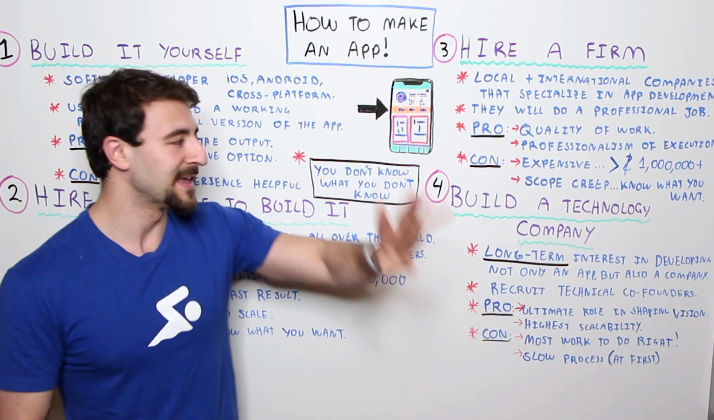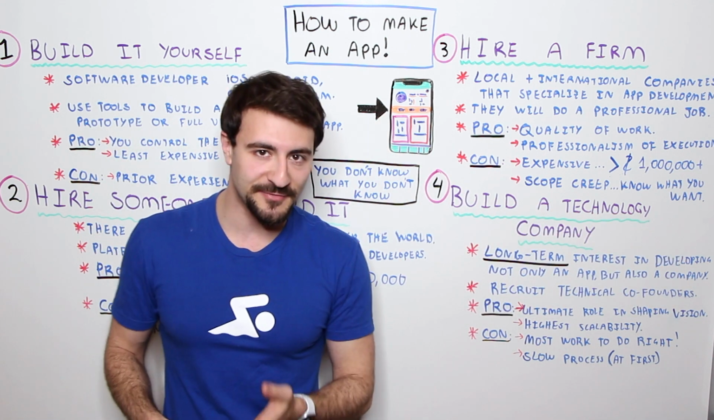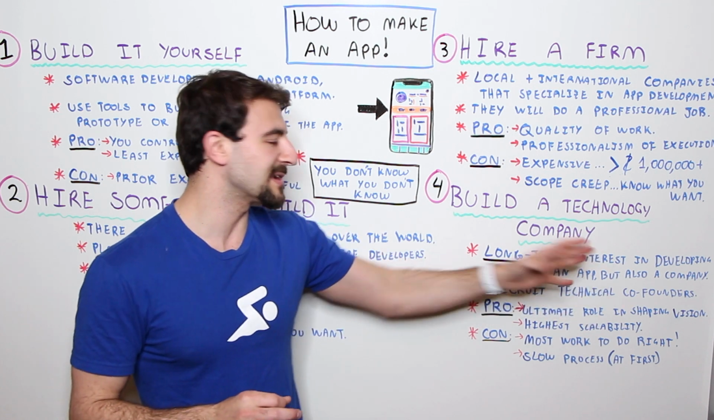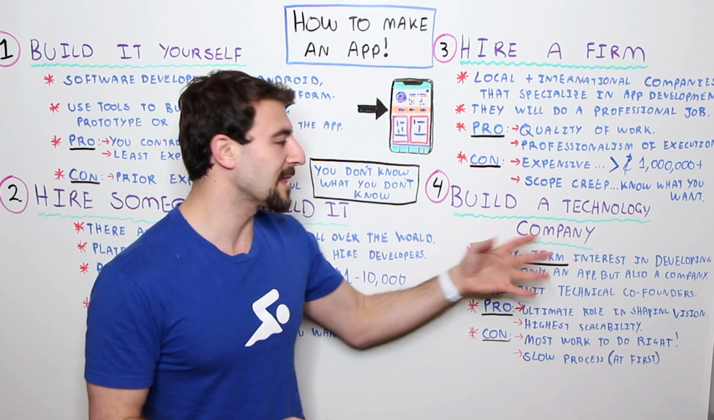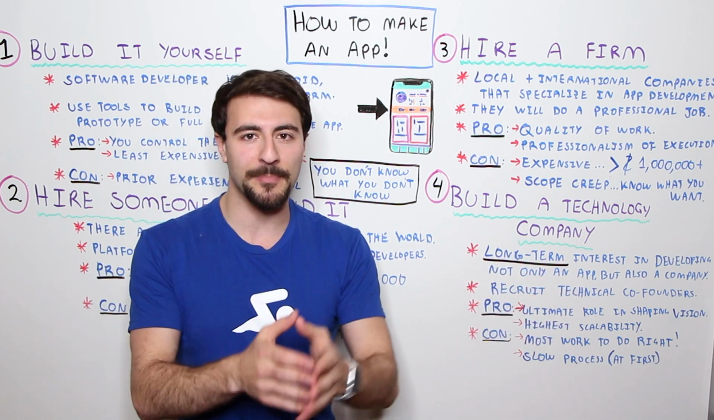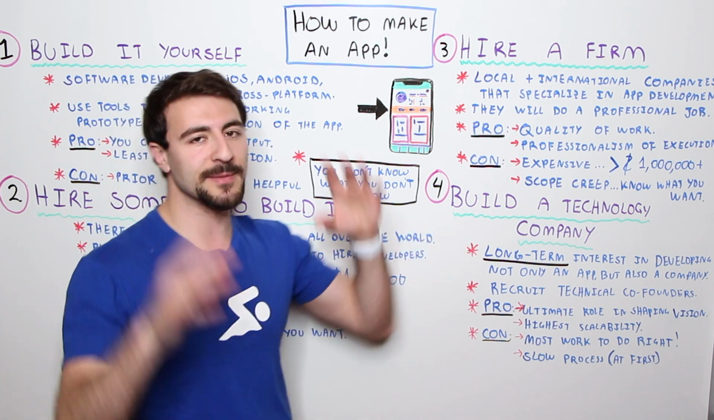Now the fourth option is the option that I've done at MySwimPro, which is to build a technology company. Sounds fancy, sort of, not really. This is really a long-term approach because you have a long-term interest in developing not only a product, not only an app, but a company, and the application potentially could support the business as a whole. So you need to think about this a little bit differently.